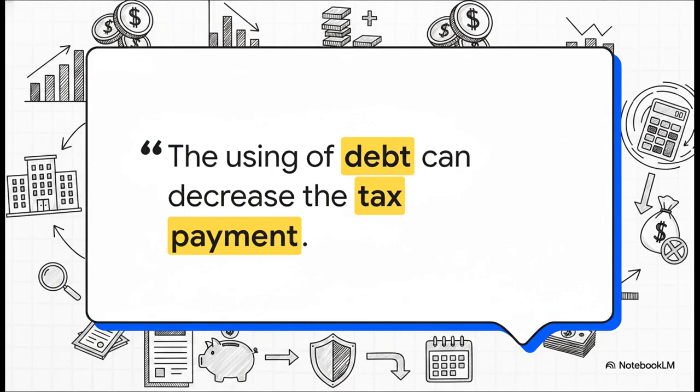The use of debt will arise interest expense, which affects a decrease in income tax. Let that sink in for a second. Paying interest on corporate debt legally reduces your taxable income. The interest you pay to your bondholders is recognized as an operating expense. And because it's an expense, it shrinks the overall profit number that the government is actually allowed to tax.